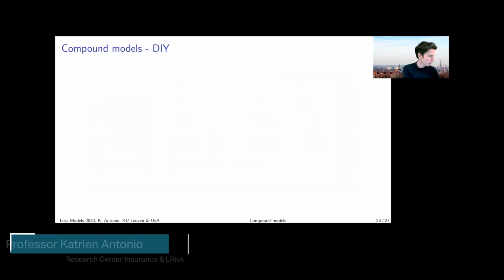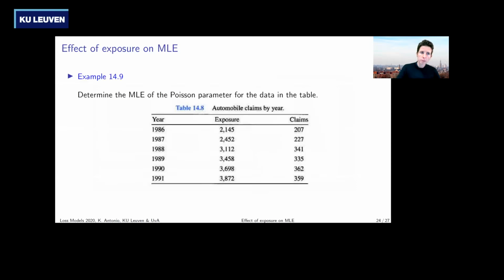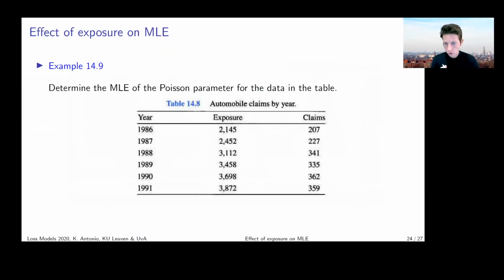The very last thing that I want to introduce is something important, and that is how we build in exposure when we're deriving a maximum likelihood estimate. And this is really relevant, because this is something you're going to do a lot, and you're also going to be confronted with it a lot of times when you're working with insurance data.